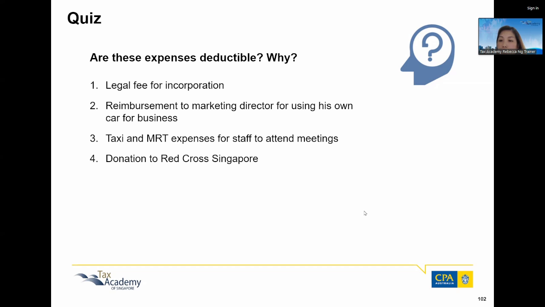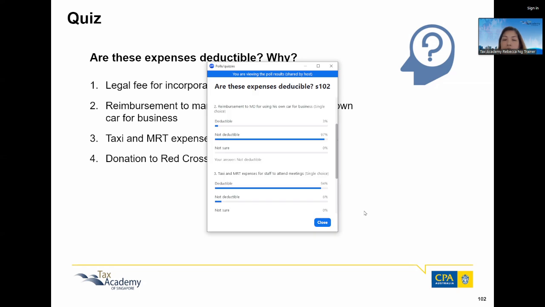Okay, let's end the poll. For legal fee for incorporation, they are not deductible. It's prohibited under section 15(1)(c).